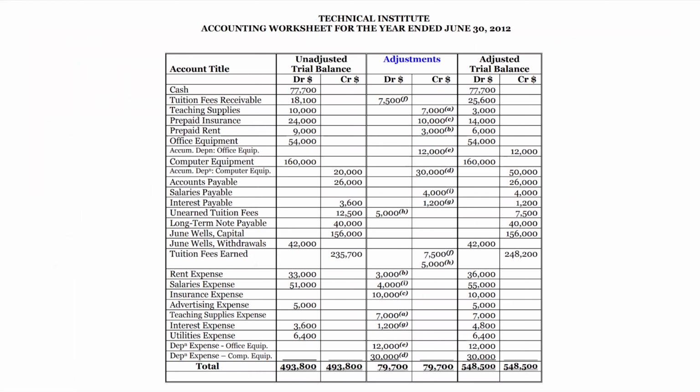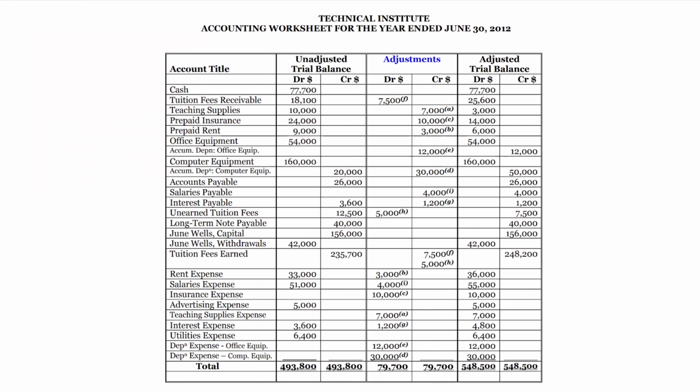However, let's look at tuition fees receivable. In the unadjusted trial balance, you had an $18,100 debit balance, right? You had an adjustment of $7,500. Remember what we said, if they're on the same side, all we do is sum them and keep it on the same side, right? The opposite is for teaching supplies. In teaching supplies, we had in our unadjusted trial balance a debit entry of 10,000, but our adjustment says that we credited $7,000. So they're on opposite sides here, right?